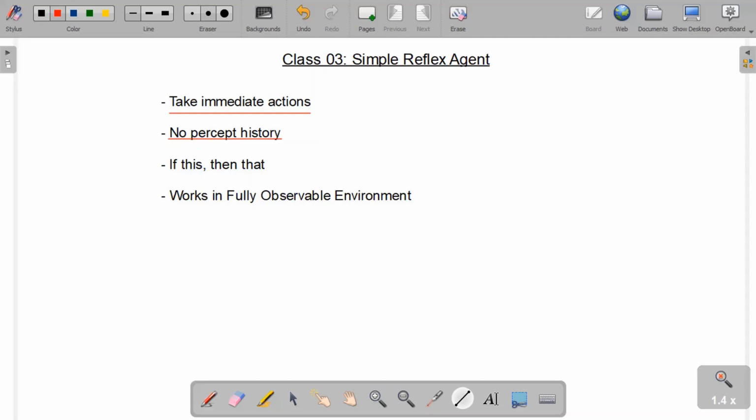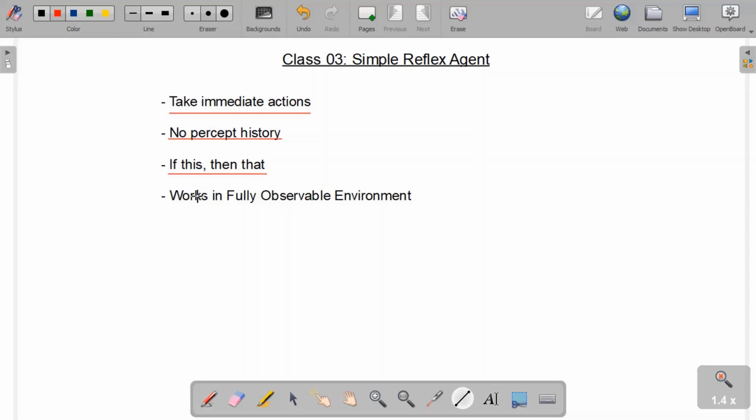So here the question arises, if they don't have any percept history, then how do they take decisions about their actions? Well, simple reflex agent is fully based on its program. It uses if this then that rule to take action. Let's take an example. Vacuum cleaner is an example of simple reflex agent. It acts using if else rule. Like if the room is dirty, start cleaning it, else don't clean.